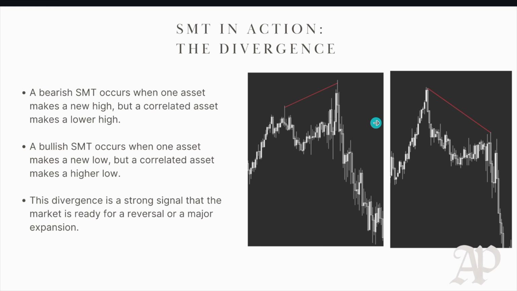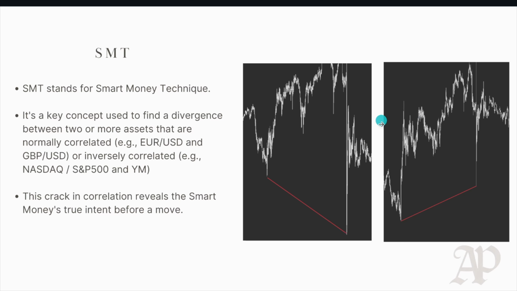And a bullish, let's go back. Bullish SMT is the exact opposite. One asset makes a new low. So let's say this is also Nasdaq. It took out this low and created a new low right here. And the other one fails to do so and makes a higher low, right?